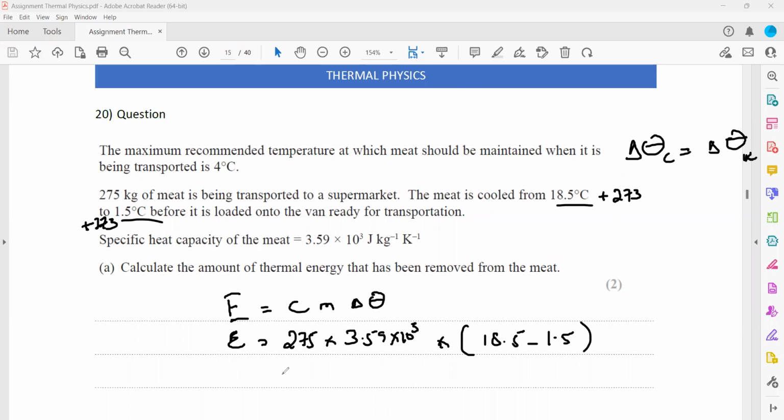So E equals c m delta T. When we multiply them, this will give us the total energy, which is 1.68 × 10^7 joules. That is the total energy which is being removed because we are reducing the temperature. That's why this energy is the removed energy. If the temperature increases, then it will be a supplied energy.